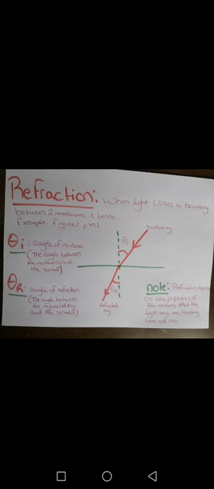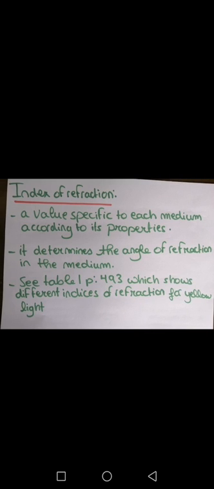The refraction depends on the properties of the mediums that the light rays are traveling from and into. So according to the properties of the mediums, the angle of refraction differs. Index of refraction is a value specific to each medium according to its properties. It determines the angle of refraction in the medium. You can see table 1, page 493, which shows different indices of refraction for yellow light in different mediums.